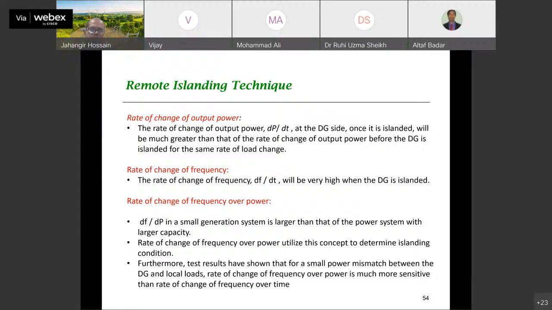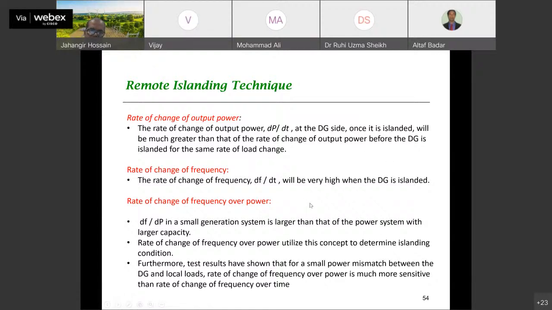So here, these are some of the things you could utilize, as I say, rate of change of output power with respect to time at the DG site. As I say, it would be greater than when it is connected with the main grid. Same for rate of change of frequency. It would be much higher when it is isolated.